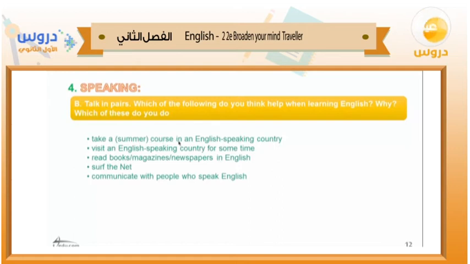Take a summer course in an English-speaking country. Visit an English-speaking country for some time. Read books, magazines, newspapers in English. Surf the net. Communicate with people who speak English.